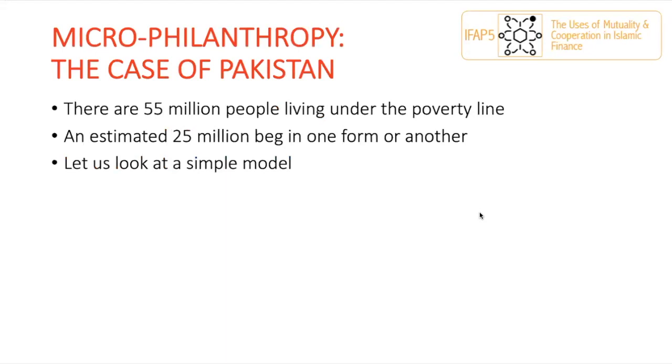Now, we have done some research. There are 55 million people living under the poverty line. You can get this figure from the World Bank, IMF, and the Pakistan Economic Survey as well. Now, an estimated 25 million beg in one form or another. This is very interesting. You have to broaden the definition of begging. So 55 million people are poor out of, now, the new survey says about 230 million. So out of 230 million, 55 million people are poor, and about half of them, 25 million, beg in one form or another. And given these very interesting figures, let's look at this model.